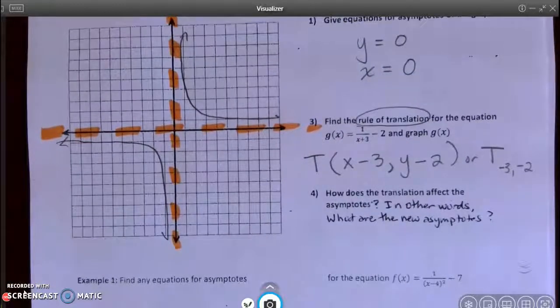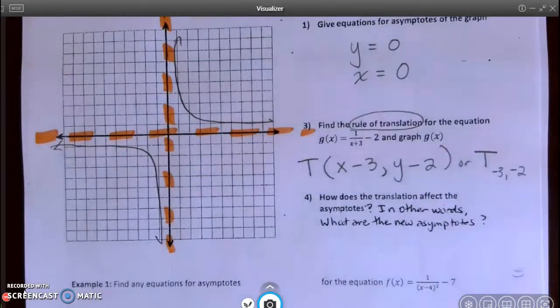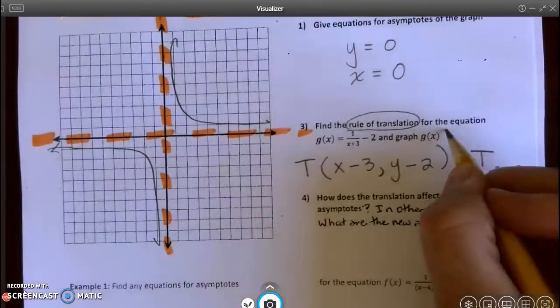All right, so we're going to continue with symmetry of functions, lesson 3.4. This is video number 2. So we were on this question here. We wrote the rule for the translation, and now we have to graph it.